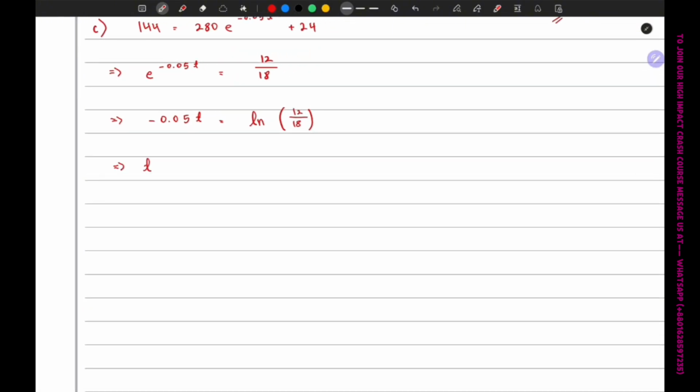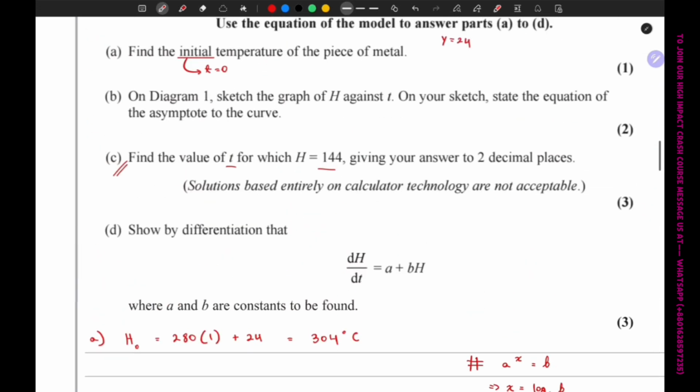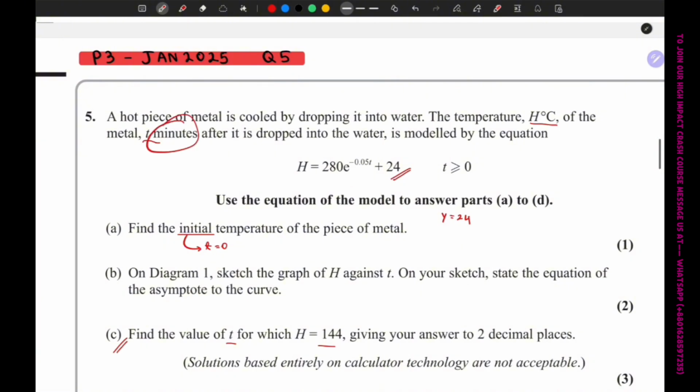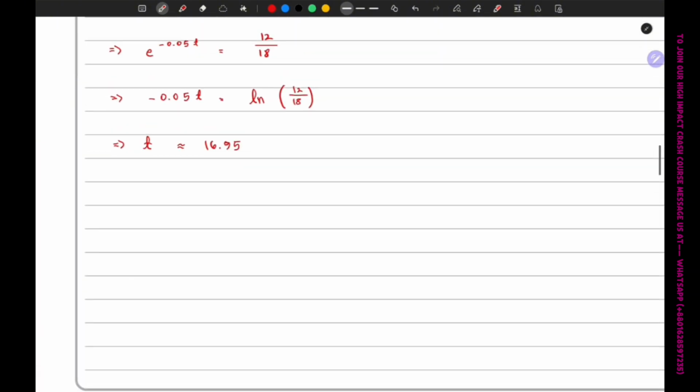Right, now if we make t the subject, you should get 16.95, and the unit will be in minutes because they have given the unit in minutes. So 16.95 minutes.